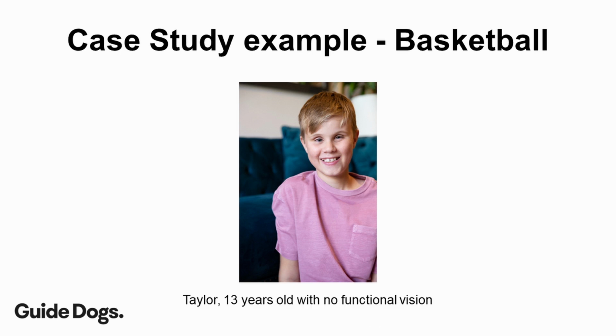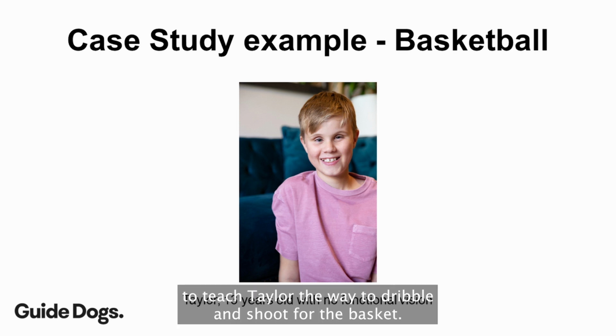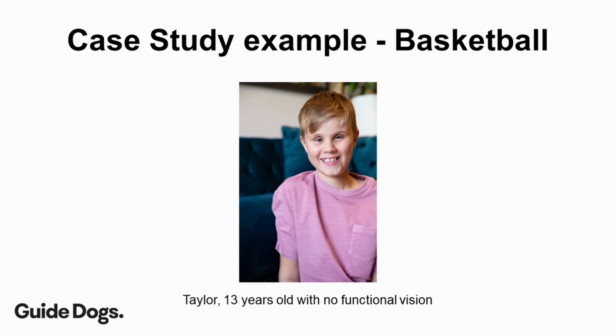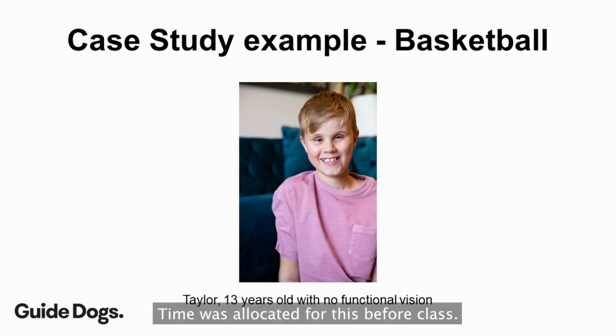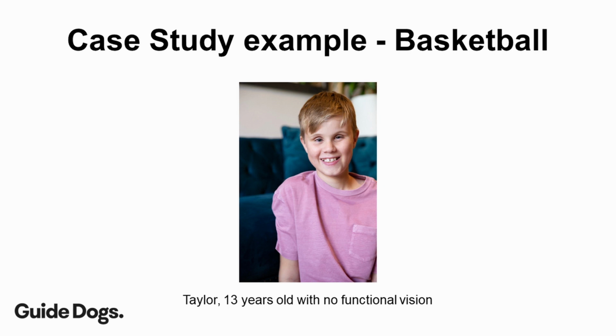Prerequisite skills. The teacher used a combination of detailed verbal instruction and physical modelling to teach Taylor the way to dribble and shoot for the basket. Time was allocated for this before class. A ball was also sent home with Taylor for practice.